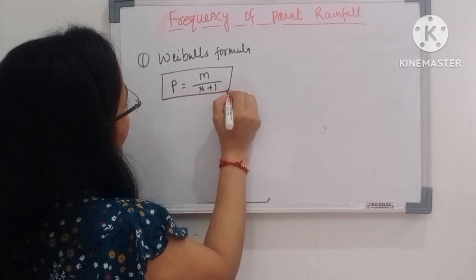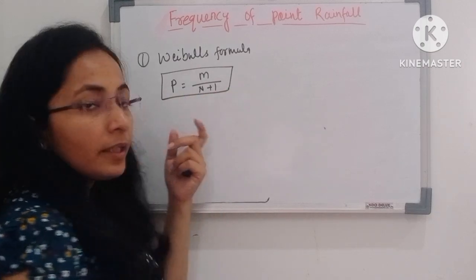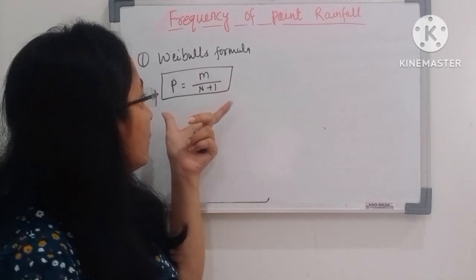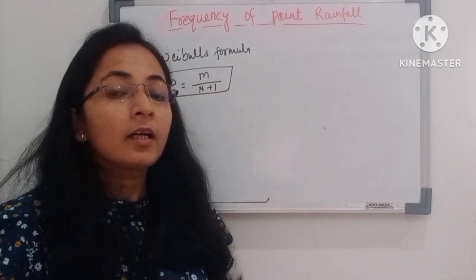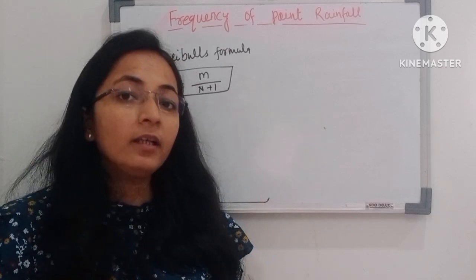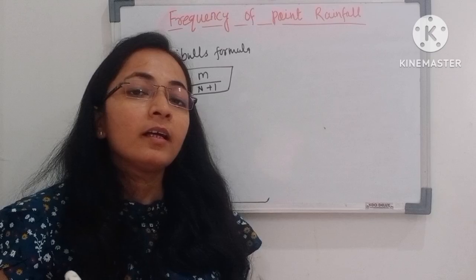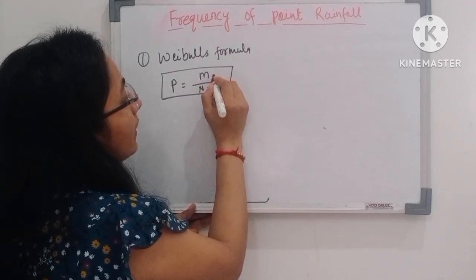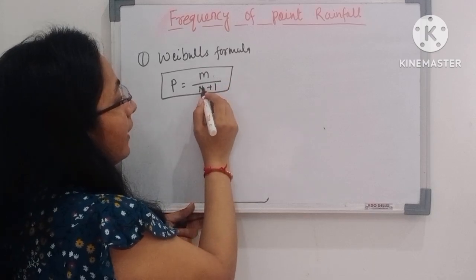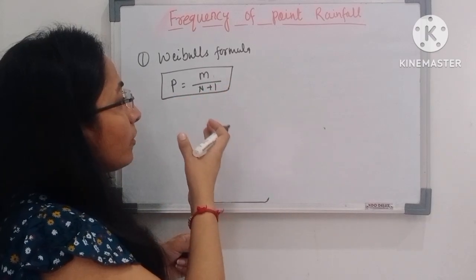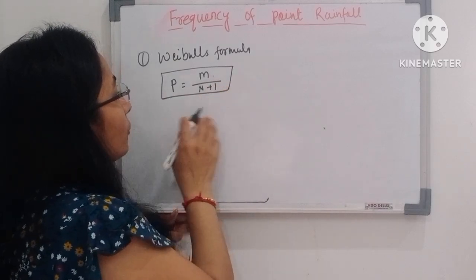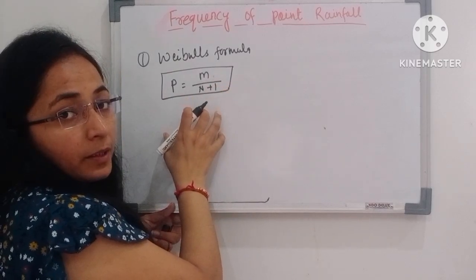What is m here? Here m is the order of the event. So for this calculation, first we arrange the rainfall data in descending order, then we assign the rank. This is the rank of that specified event, and n is the number of events, or the number of years, plus 1. So this formula is used to get the probability of exceedance.